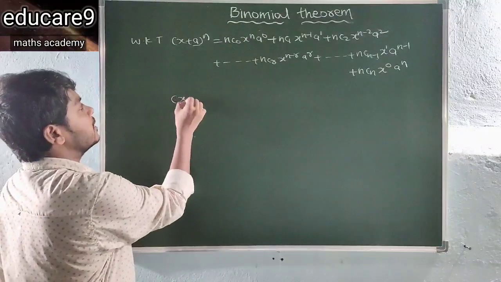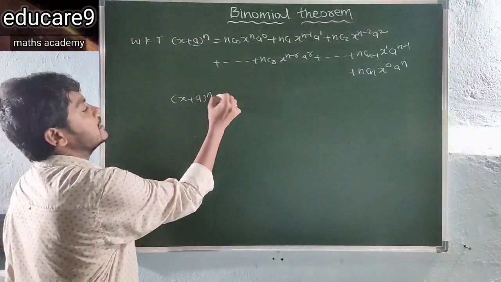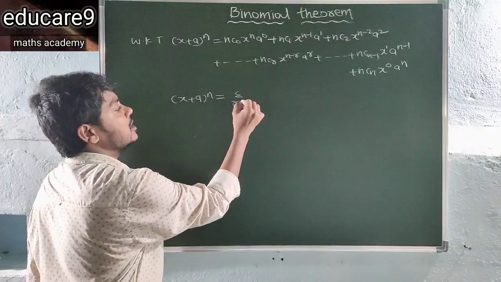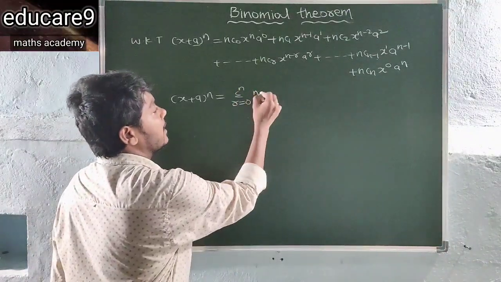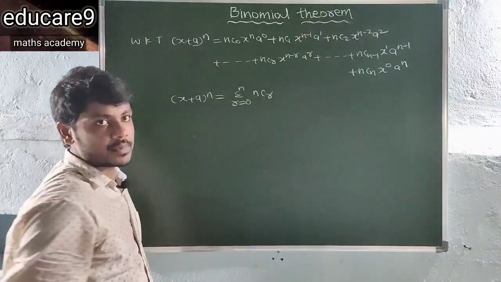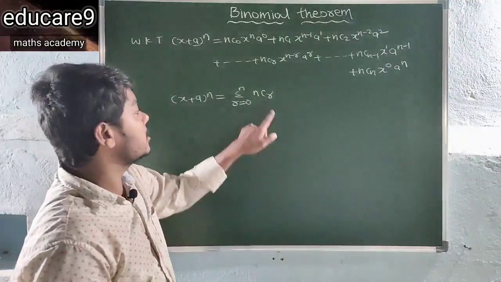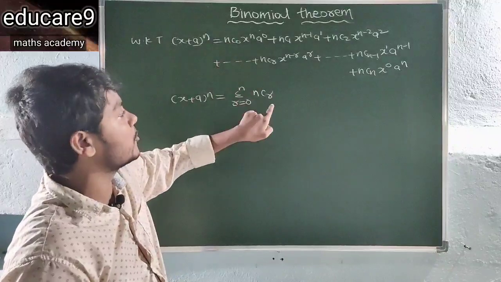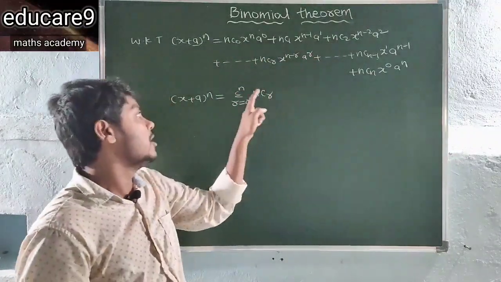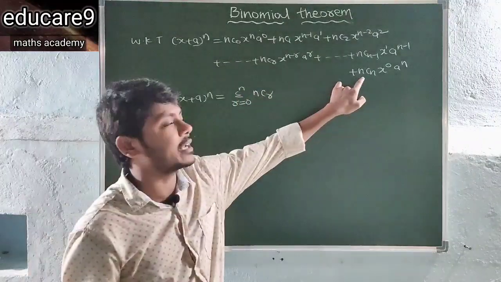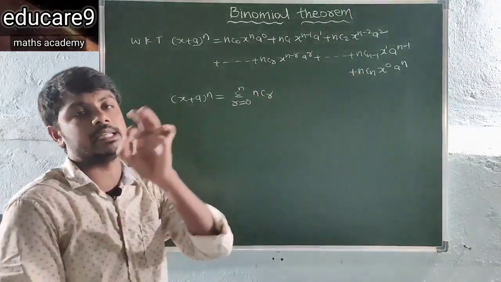So this expansion also can be written as summation r equals 0 to n. So see here, nCr. First see the binomial coefficients. If you put r equals 0, nC0. If you put r equals 1, nC1. If you put r equals 2, nC2. If you put r equals n, you will get the last binomial coefficient, that is nCn.